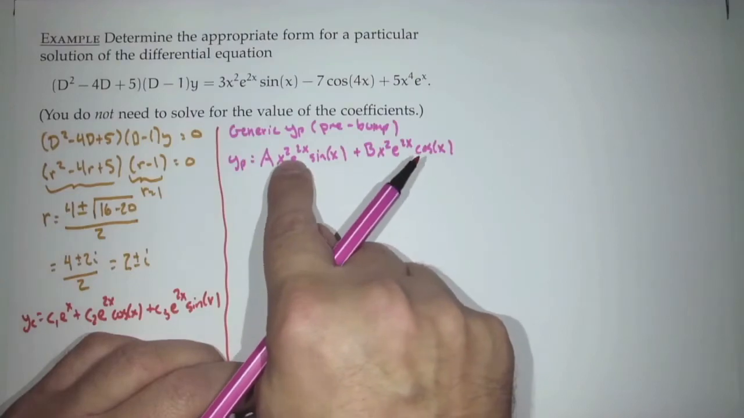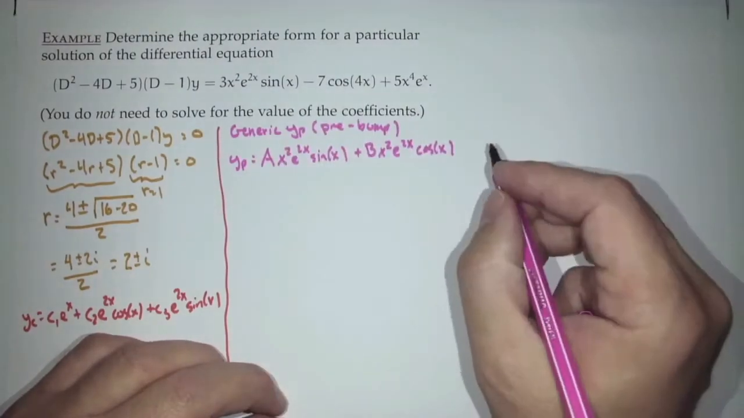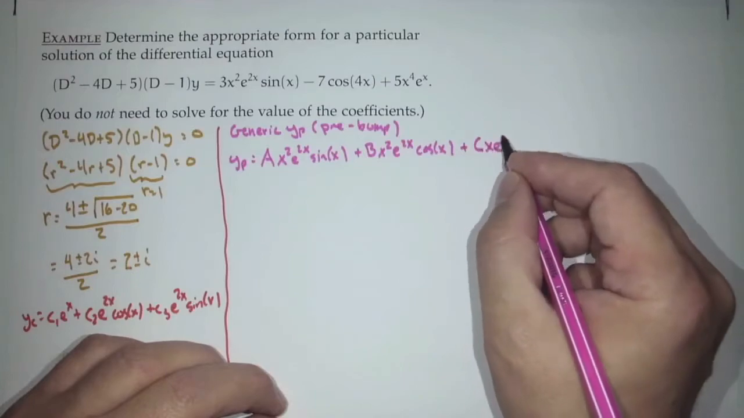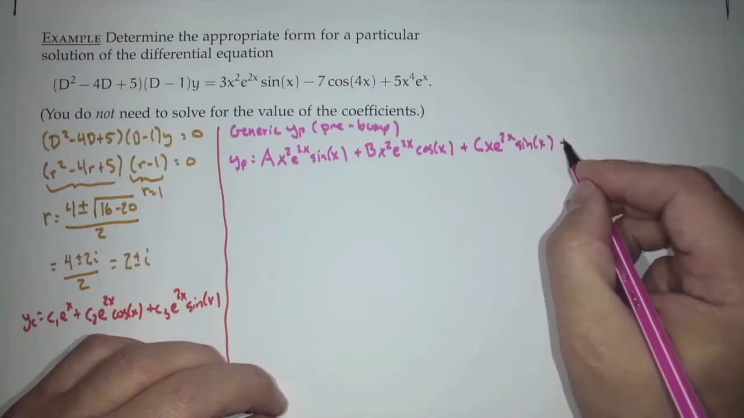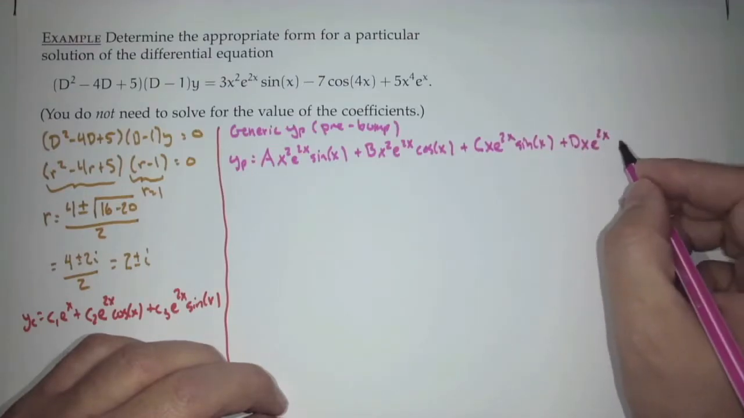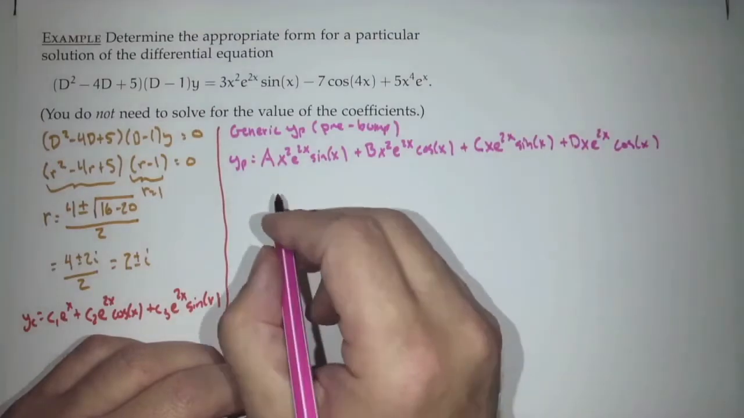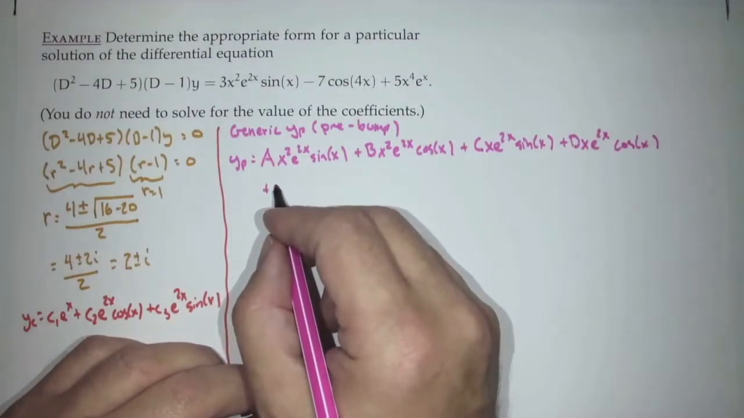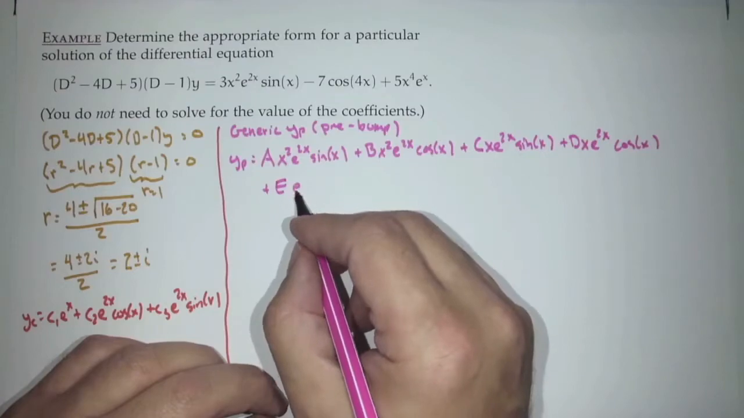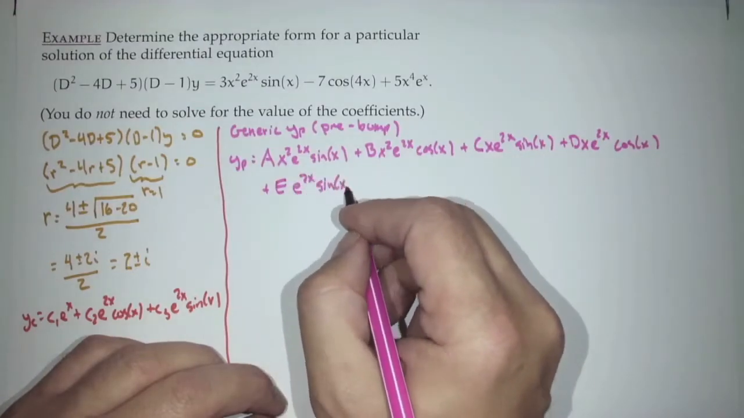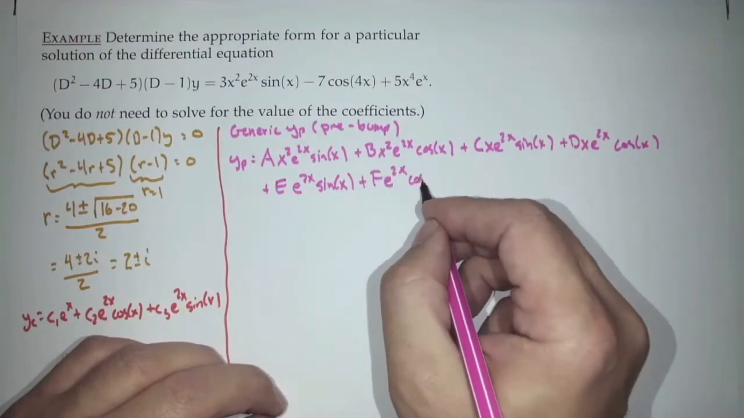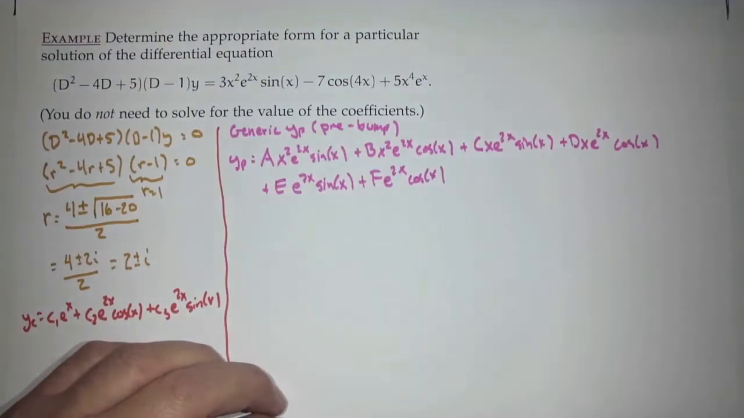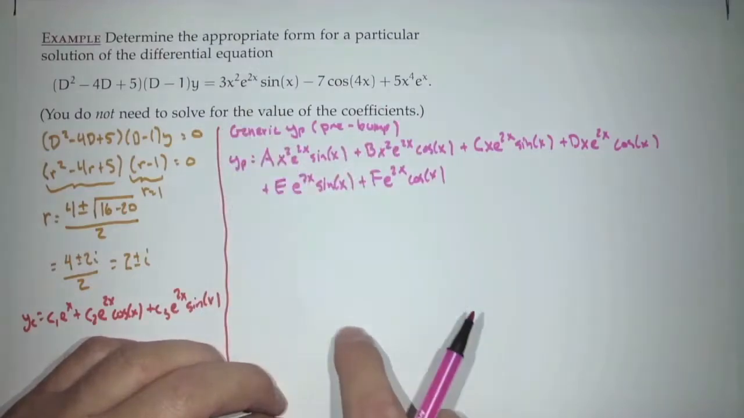Yeah, see how we have an x squared? We got to keep going down in the powers. So next we'll go cx e to the 2x sine of x. And then what? Yeah, dx e to the 2x cosine of x. And then? Yeah, e to the 2x sine of x. And then? F e to the 2x cosine of x. And now you're like, I'm glad we don't have to solve for the coefficients because we only have one term.